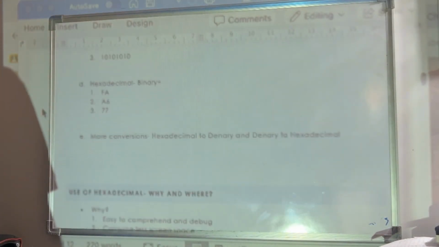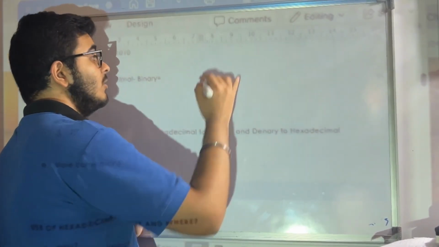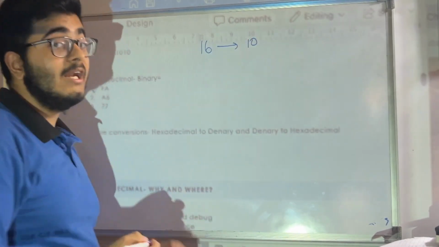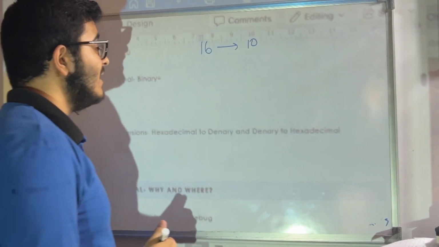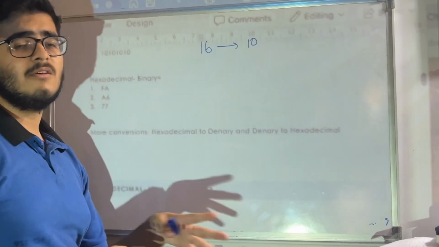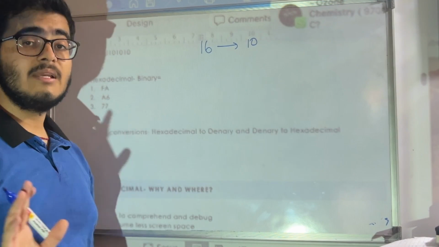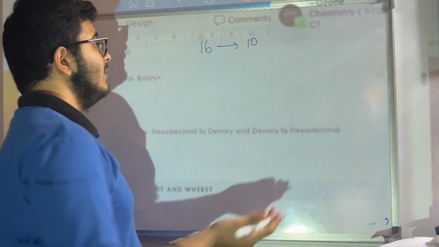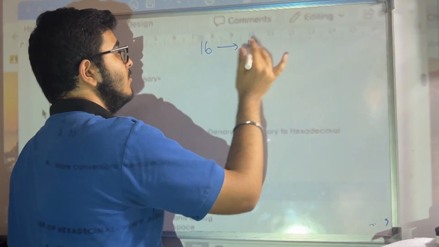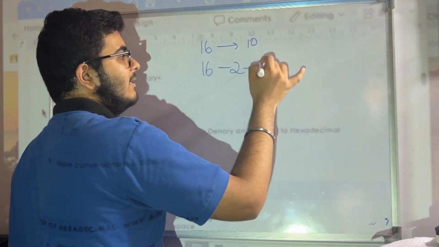Moving on, there are more conversions. Let's say I need to convert hexadecimal to denary. How will I do that? There is no direct method for this, and even if you find one, it will be division by 16, which is pretty horrible. You do not need to waste time in your exam, and also your answer needs to be correct. So what we are going to do is convert hexadecimal to binary and then binary to denary.